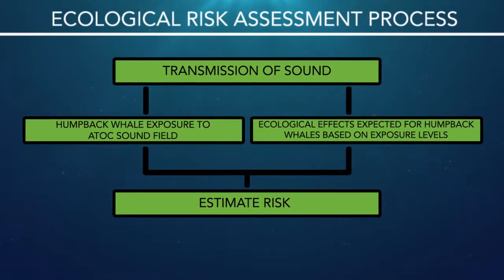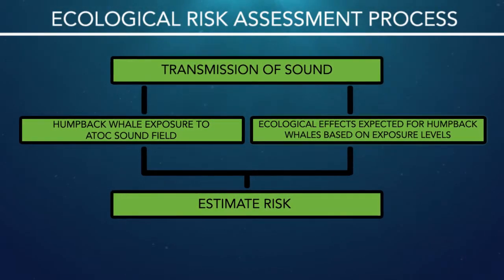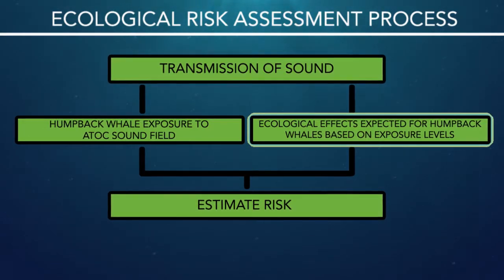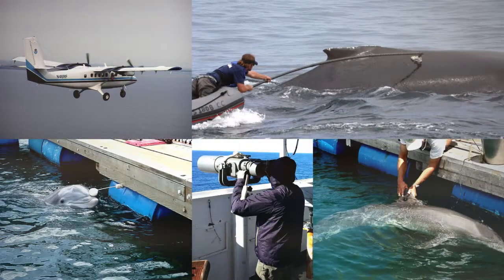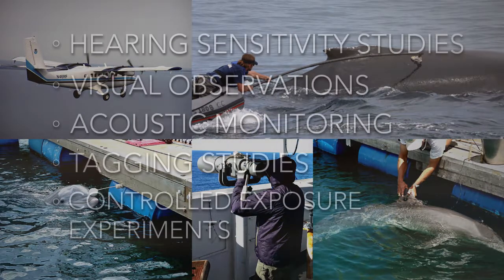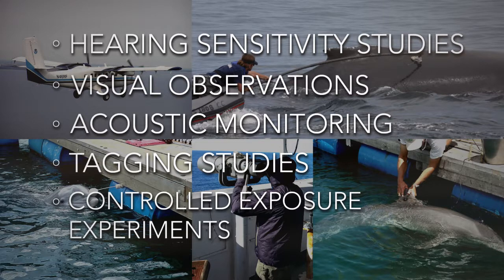The next step of the ecological risk assessment process is to determine what types of ecological effects might be expected based on the predicted exposure levels. A variety of methods are being applied or developed to help measure the potential effects of underwater sound on marine animals. These include hearing sensitivity studies, visual observations, acoustic monitoring, tagging studies, and controlled exposure experiments.